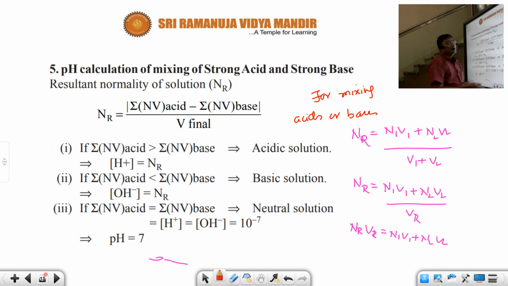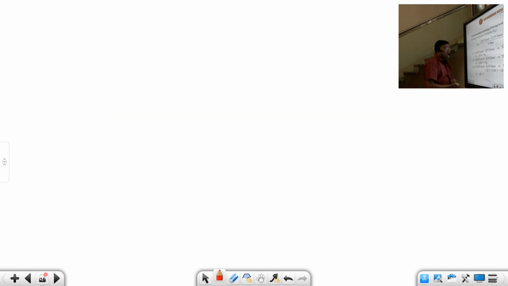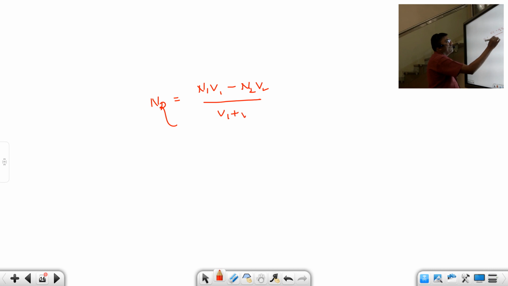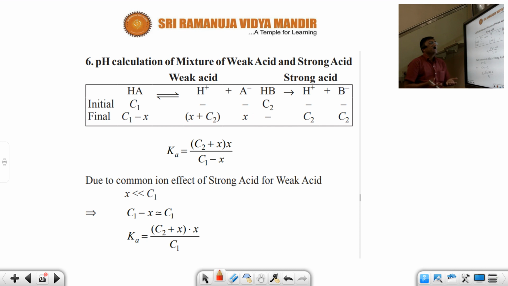If you mix two acids, you get an acidic solution. If you mix two bases, you get a basic solution. Fine. Now, there is a problem: you mix an acid and a base. When you mix an acid and a base, naturally the resultant normality is equal to (N1V1 minus N2V2) by (V1 plus V2). It all depends. If the acid is stronger, it will be acidic. If the base is stronger, it will be basic. Or if they are equal, it will be neutral.